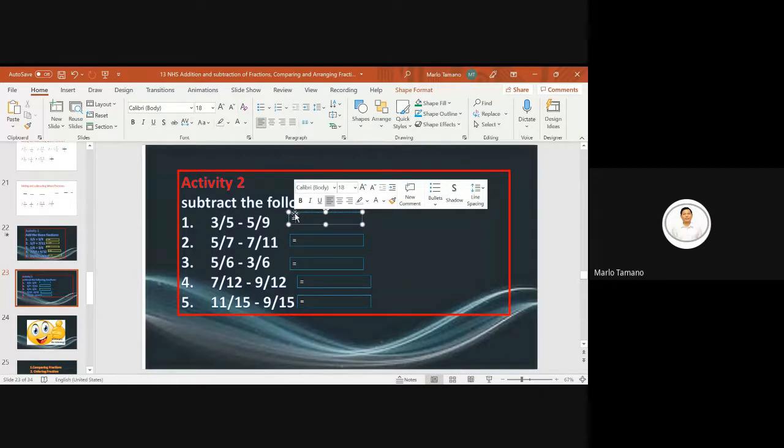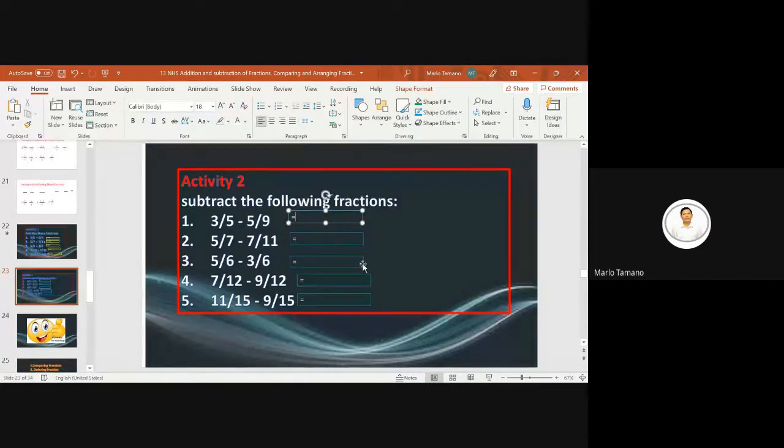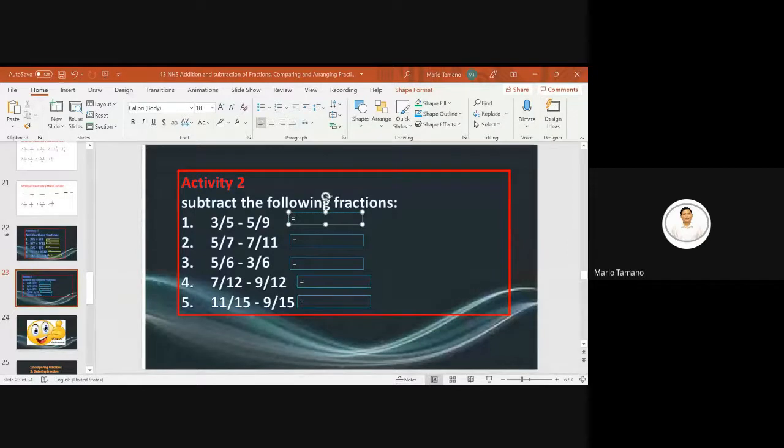Okay, so as is po, you have to check your own paper. So let me see. So let's start number 1. Ready? Paki-thumbs up po kung ready na. Or raise your hand na lang po kung ready na. How about the rest? Cecilia, you're not yet done.